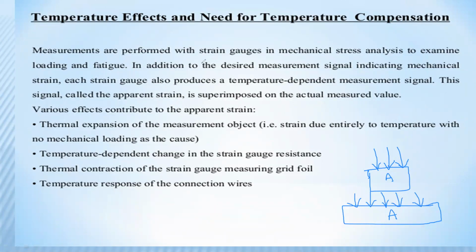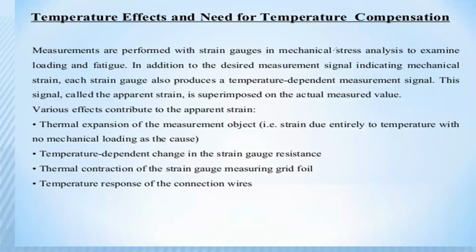Each strain gauge also produces a temperature dependent measurement signal. So any type of strain gauge you can take, it produces a temperature dependent measurement signal. You can calculate that the strain gauge should calculate the temperature also, that has a temperature indicating device. Okay, this signal is called the apparent strain.